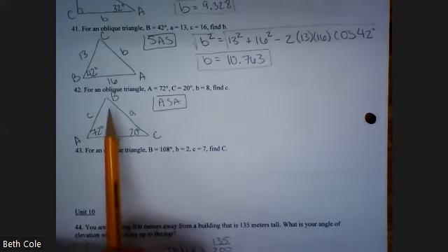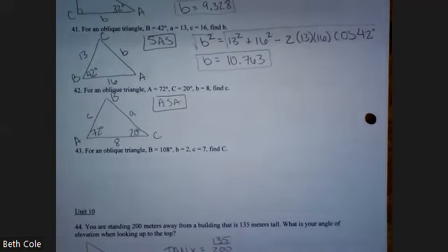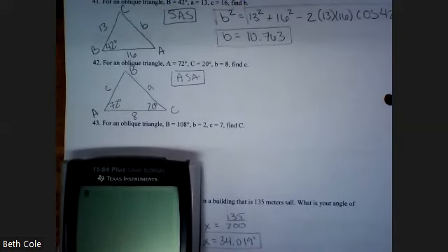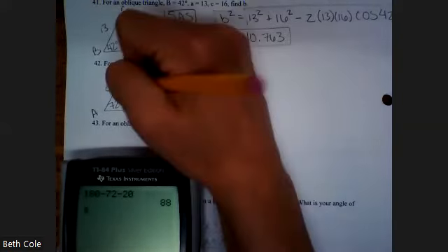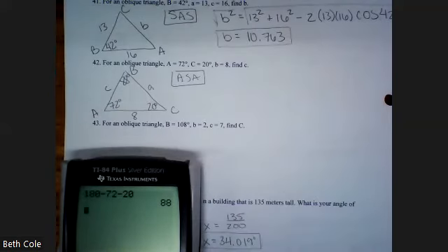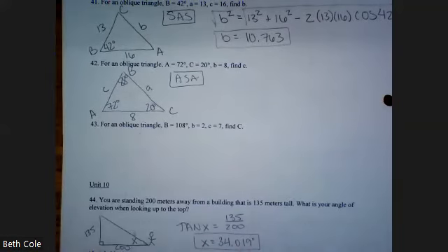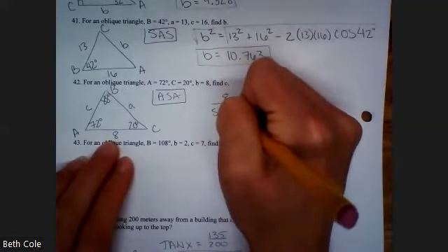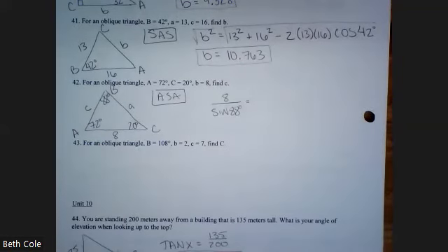It's easy to get though. How do you get the angle that you're missing? Yeah, subtract the other ones from 180. So we're going to do 180 minus 72 minus 20. This would be 88, and then across from that is 8. Oh, well, that's what it came out to. So when you set it up, it's going to be 8 over sine of 88. Sorry about that, that's a little crazy with the 8s.